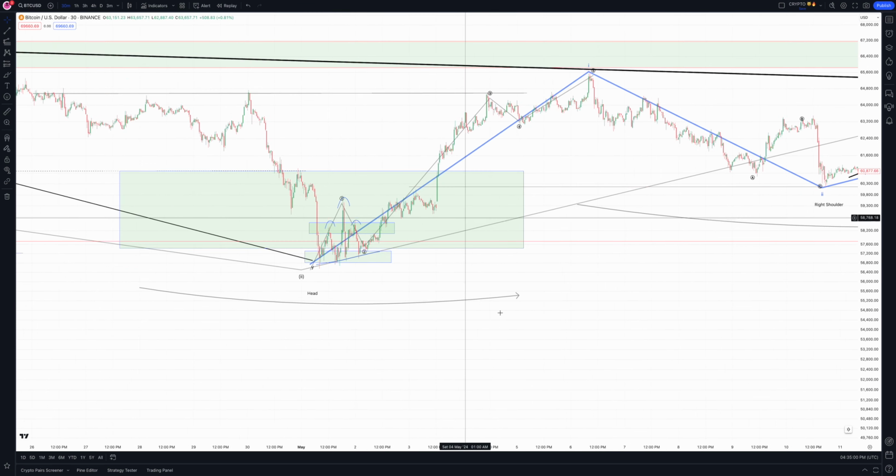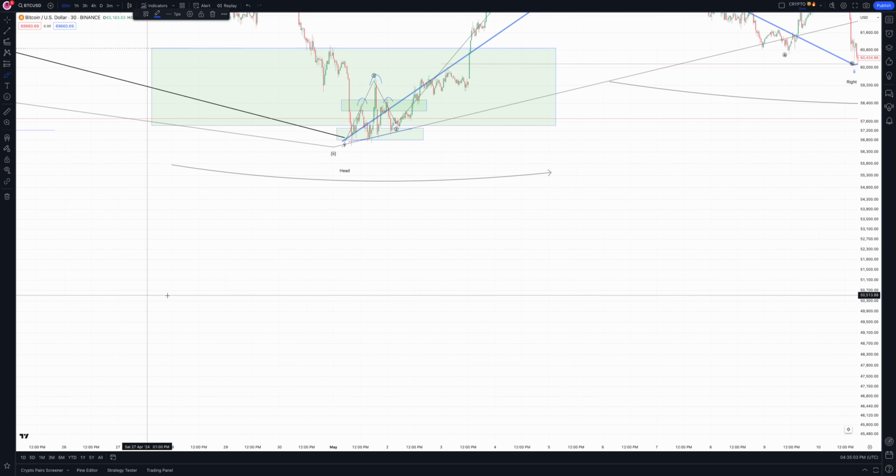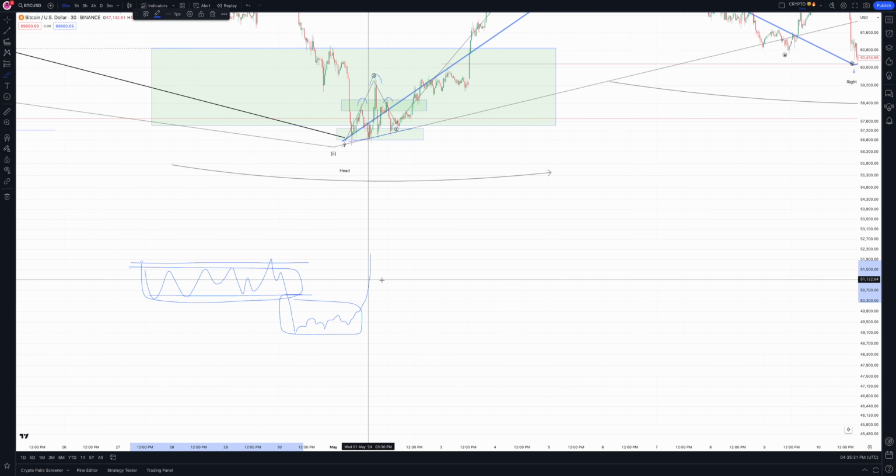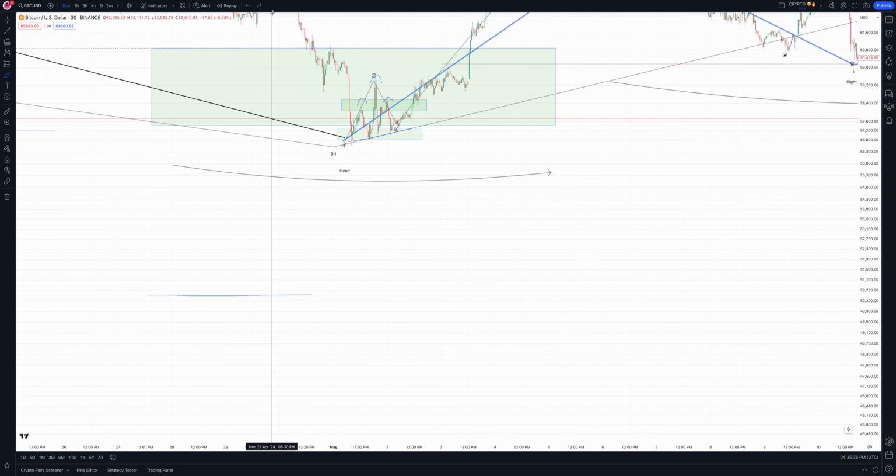Okay, so what I notice is that here is your range. Okay, right, this is your accumulation. This is your manipulation, okay? And then what we see over here is a head and shoulders pattern, and then continuation. So this over here would be your manipulation. This is your accumulation, and then you have expansion. Okay, so this is exactly what we see. What we saw with Bitcoin.